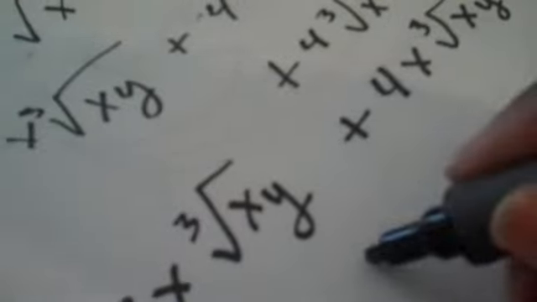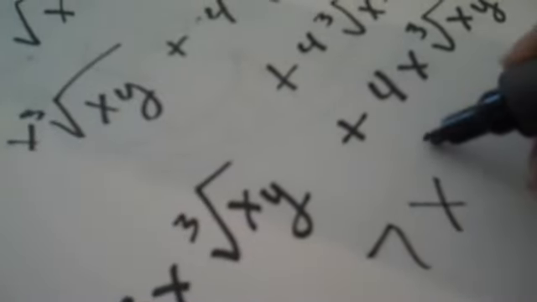So now the radicands are the same on the first two terms, so I can combine their coefficients. So 3x plus 4x gives me 7x times the cube root of xy plus 6. And these can't be combined because there's no radical on the 6. So then this becomes the answer.